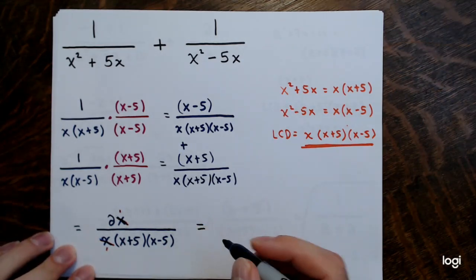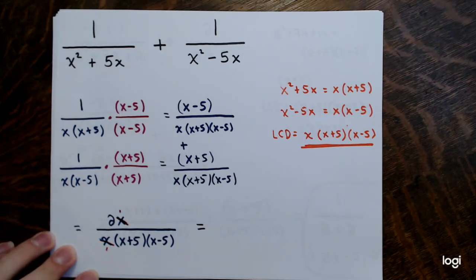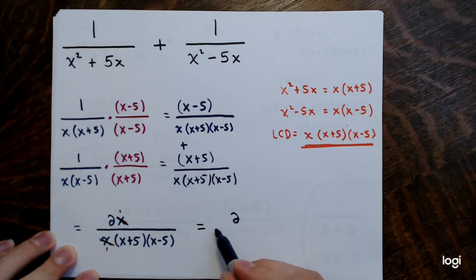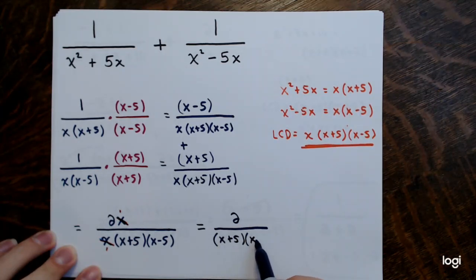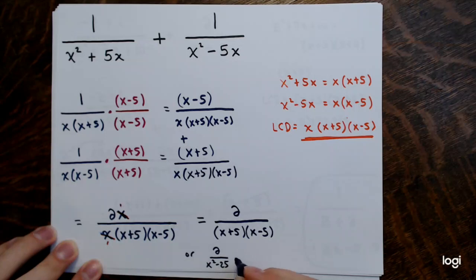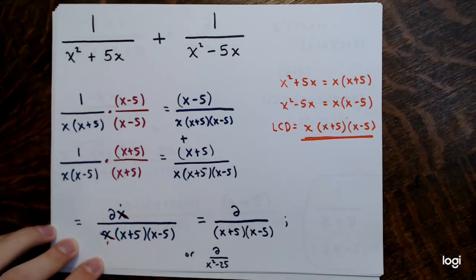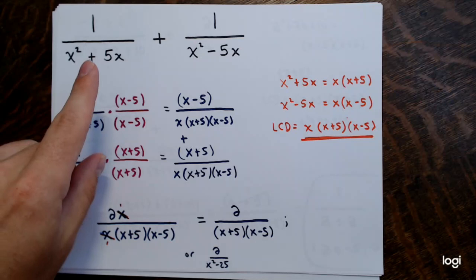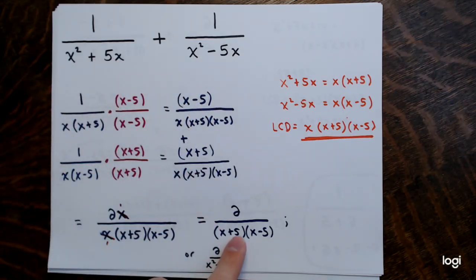Alright, so when all is said and done, after I've canceled my common factors in the numerator and denominator, the numerator is 2 times 1, or 2. And the denominator is now, getting rid of that factor of x, x plus 5 times x minus 5. Or if you want, 2 over x squared minus 25, if you multiply x minus 5 times x plus 5. But I'm going to leave it with the factored denominator. I don't know, there's nothing wrong with it. It's totally simplified.